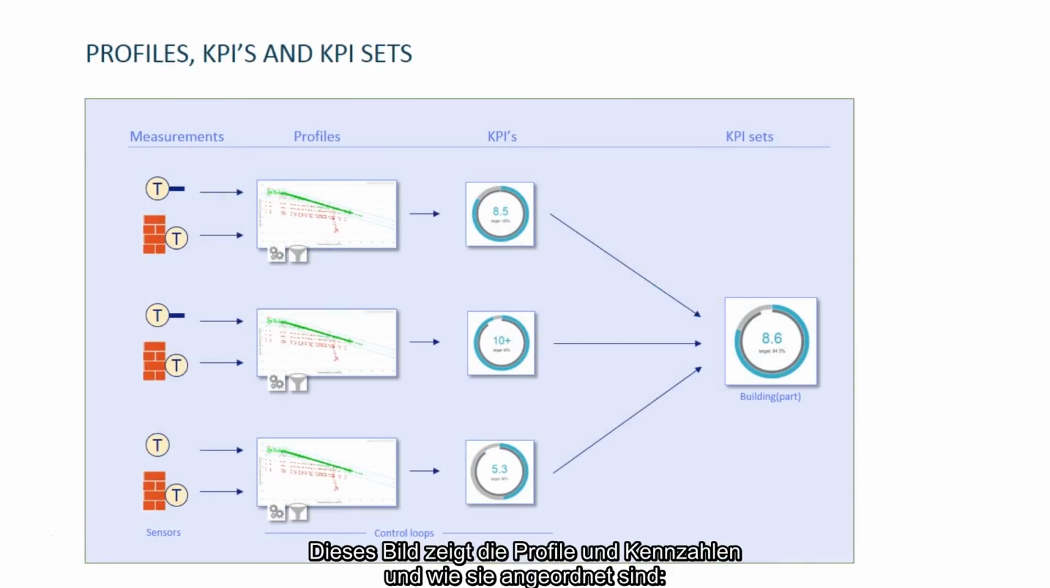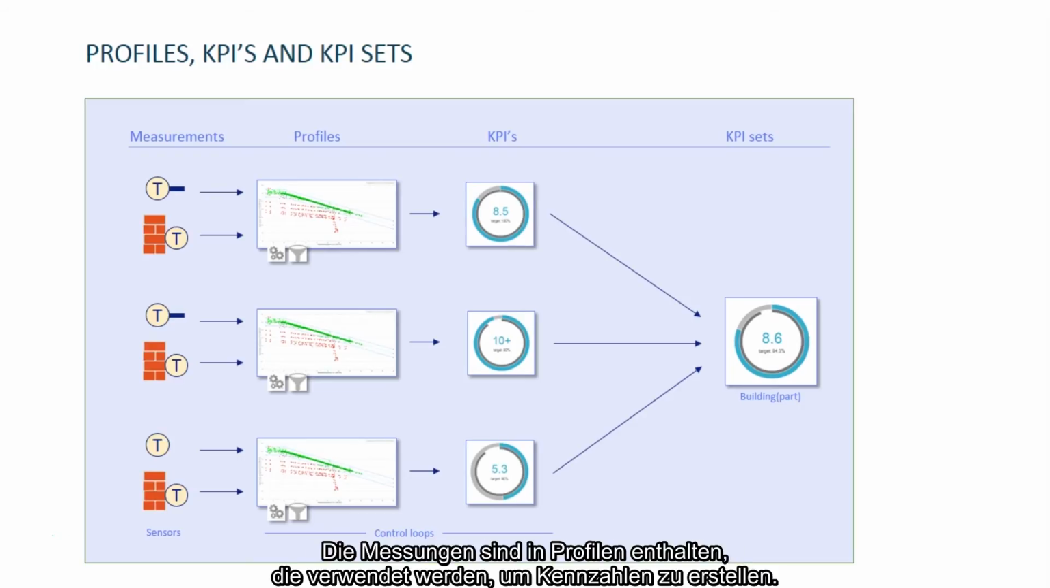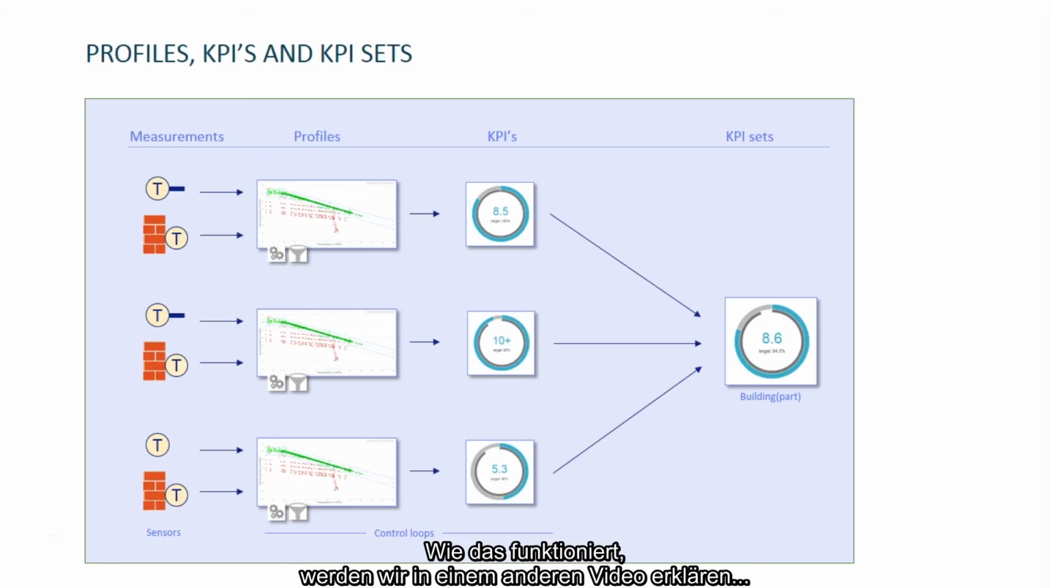This picture represents the profiles and the KPIs and how they are arranged. In this case we see on the left hand side the measurements. These will be put in a profile which results in a KPI. What we can do is put several KPIs in a KPI set. Now how that works inside of the tool we will explain later on in other videos, but suffices to say that this is how it's set up.